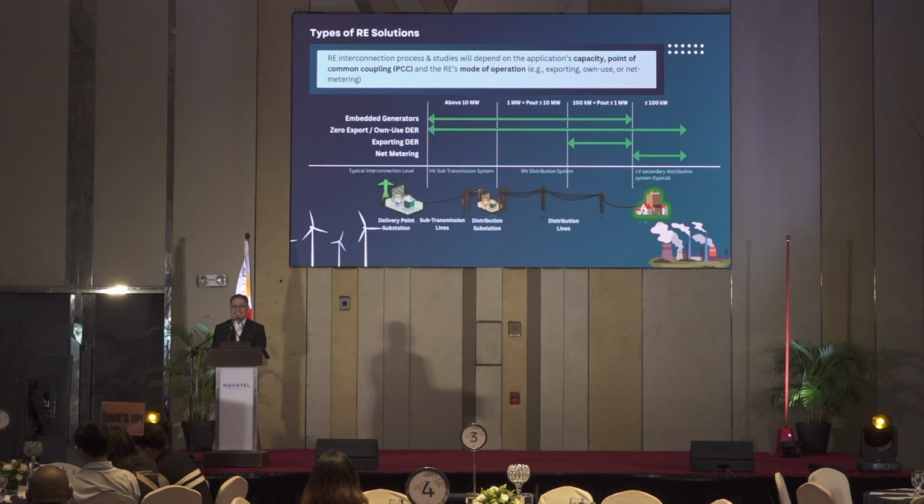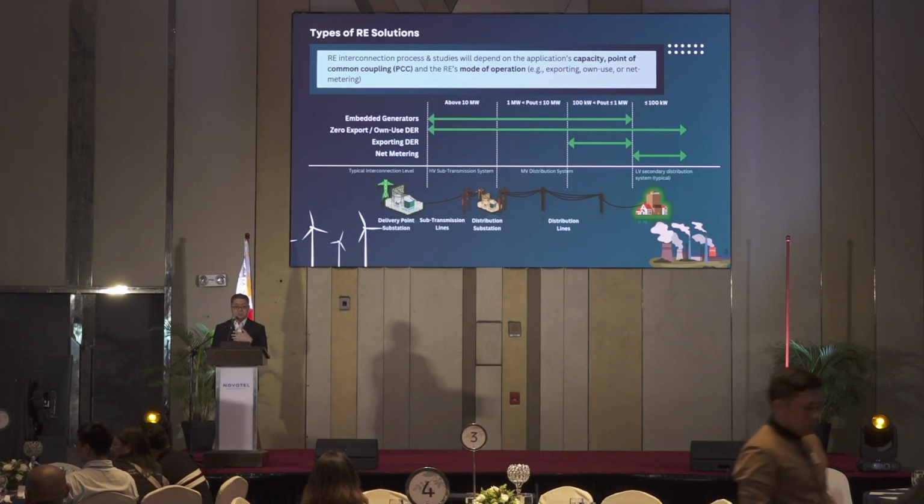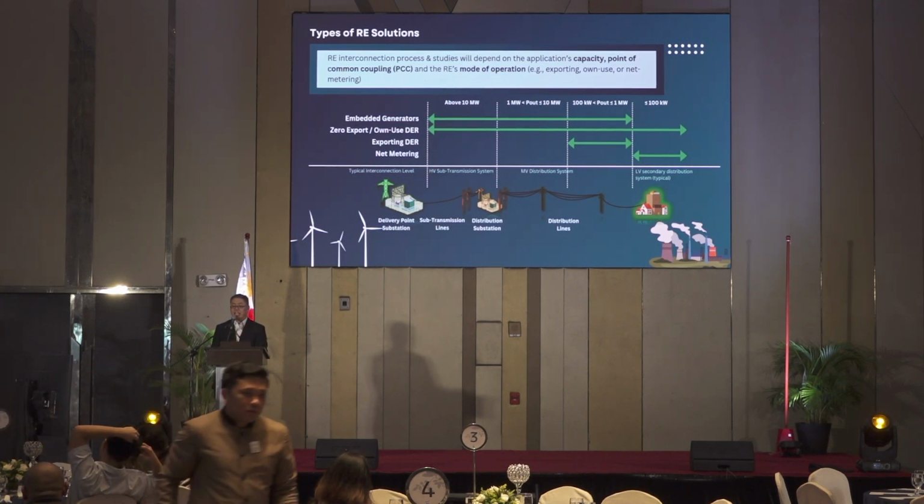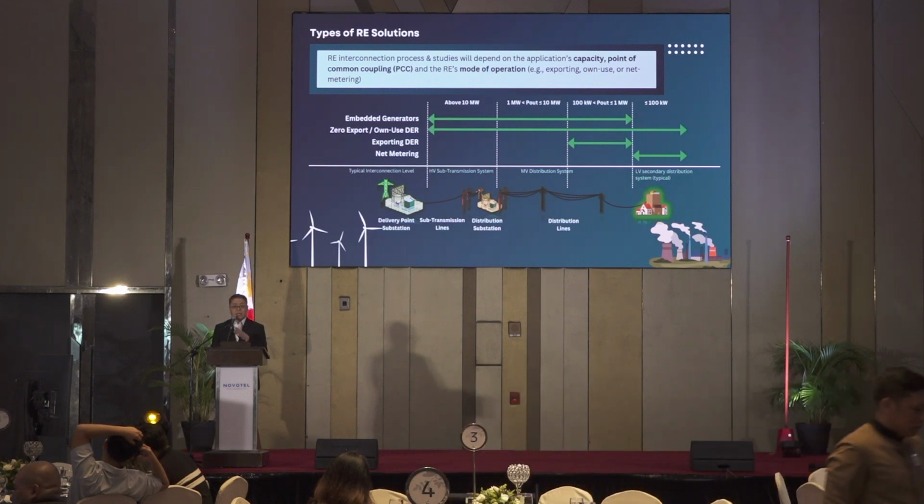The objective of these is to offset one's own consumption, but they will no longer be exporting their power to the grid. And then lastly, we have the large exporting embedded generators. These can be connected to either the distribution level or the subtransmission level. And in Meralco's current environment, they range between 100 kilowatts all the way up to a maximum of around 75.